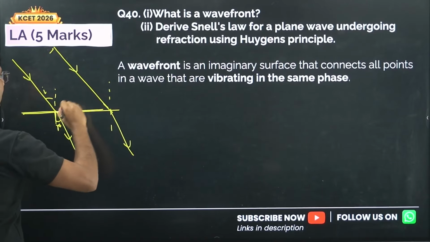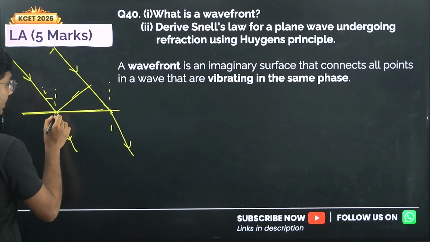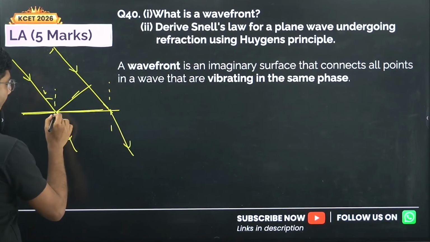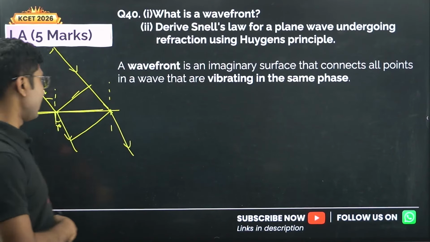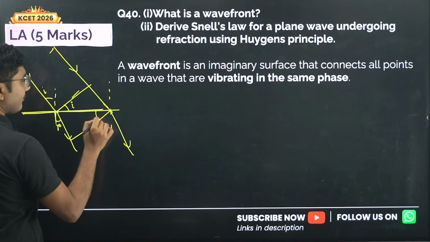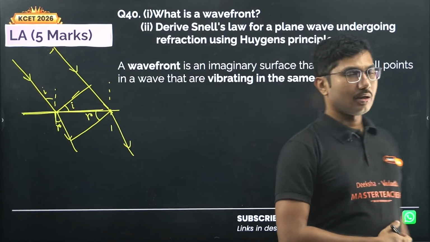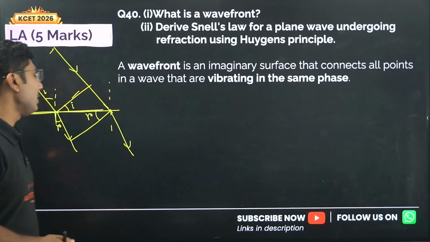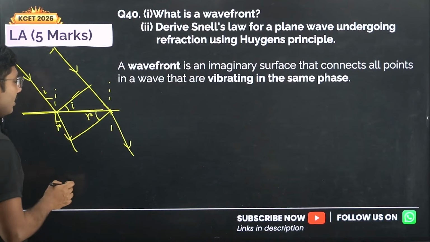If this is the incident wavefront, this will be the reflected wavefront. And if this is an incident wavefront, this angle will be I. If this is a refracted wavefront, this will be R. The diagram you have to memorize. If you try to understand the diagram, it will be very complicated for you, at least for your level. But the diagram can easily be remembered.